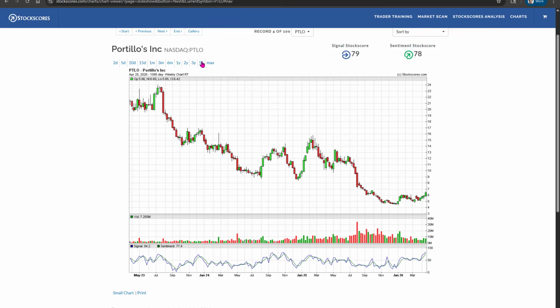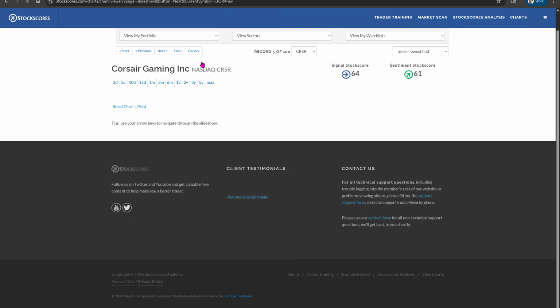So we can see also that the sentiment stock score is above 60. That's good. 78 isn't better than 72. It doesn't really matter as long as it's above 60. But what I can see is that it's been below 60 for a very long time as the stock was doing poorly. Now the momentum's starting to turn and the stock score is turning higher. I'm going to give this one a 6.5 as well. We'll go through a few more together.